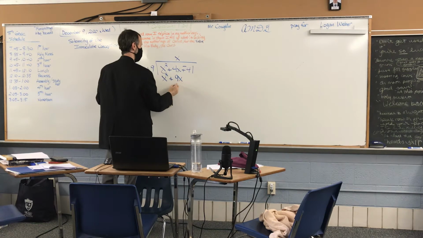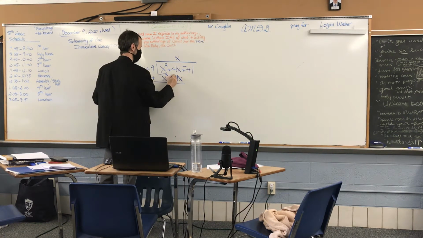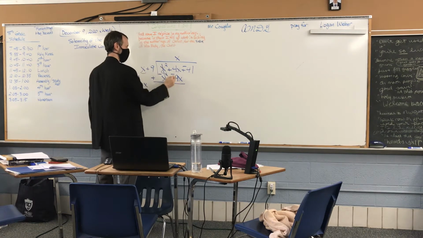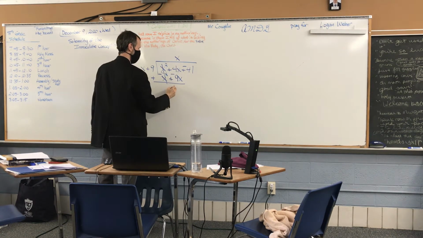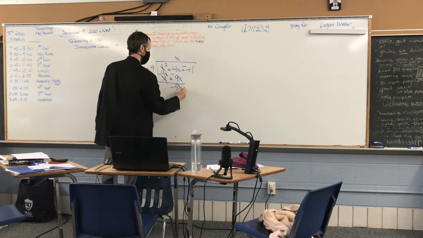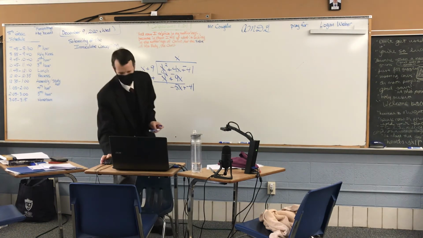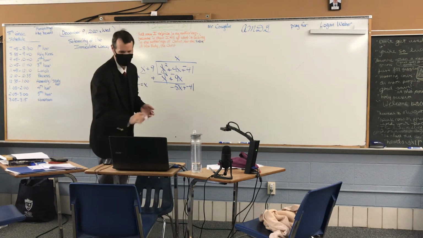Everybody okay with that? Now what do you do? Now you add the opposite. Cancel. That's negative 5x plus negative 41. Bring down the negative 41.